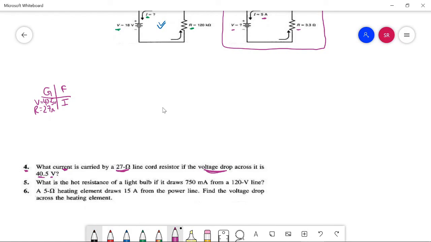Alright, so let's set up the formula for the letter I. Current, what's the formula for current? I is equal to V over R, right? What's my V here? 40.5. You should have your calculators out. Alright, my resistance is 27 ohms. So, what is my answer? Let's put the value in the calculator. What did you guys get? I got 1.5 amps. Is that what you got?